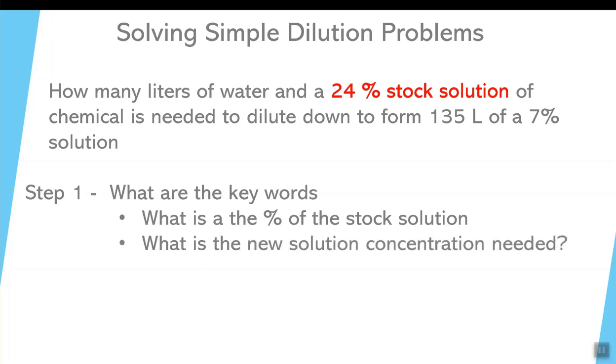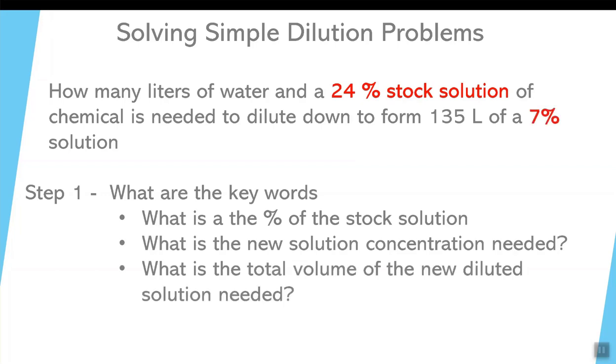The new solution, the diluted solution, what is its concentration? What does it need to be? Well, it's going to be 7%. What is the total volume of your needed diluted solution? That's stated to be 135 liters. Now, what are you trying to find in this particular question? It's asking how many liters of water added to how many liters of the concentrate or the stock solution. How many liters of each are you going to need to make 135 liters of a 7% usable solution?